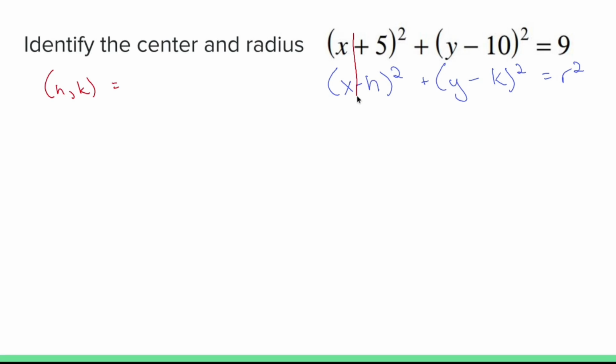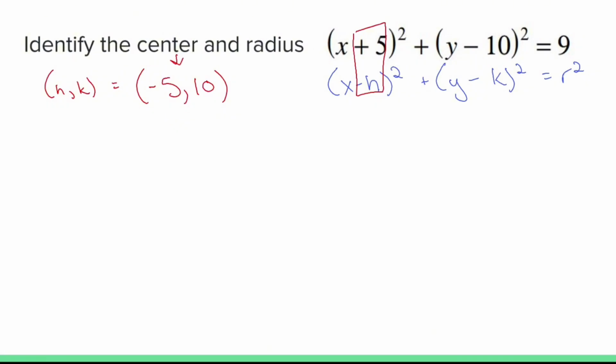So if negative 5 is positive h, that means positive h. Wait, did I say that backwards? If negative h is positive 5, then positive h is negative 5. Let's go with that. And if negative k is negative 10, then positive k is positive 10. That's going to be our center.